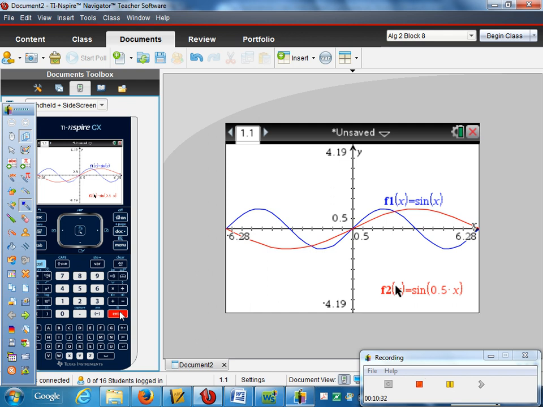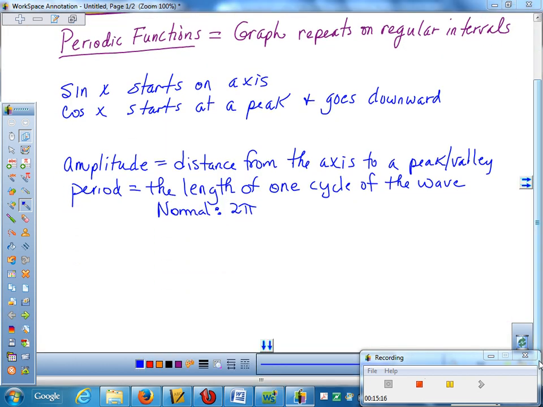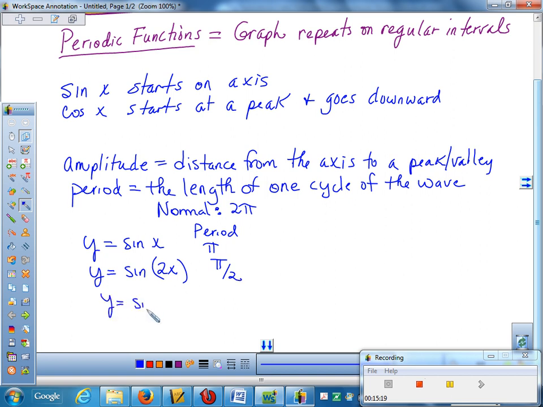So what I want you all to do is figure out, can you see the pattern of what's happening? Normal sine had a period of 2 pi. When we threw a 2 in front of the x, we got a period of 1 pi. When we threw a 1/2 in front of it, we got 4 pi. So what's happening? It's doing something to 2 pi every time. To figure out what the period length is going to be, you have to do something to 2 pi.